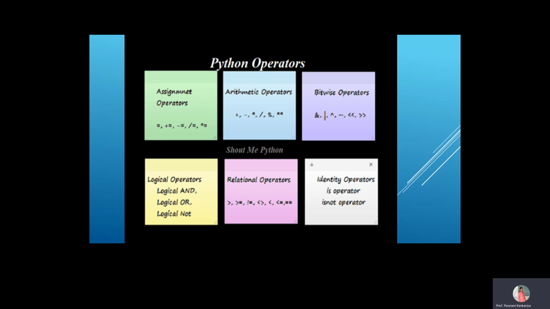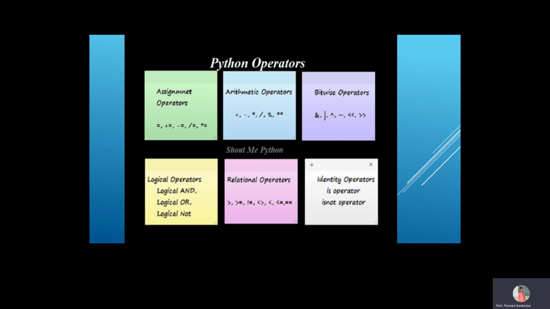Now we see identity operators also used in the Python programming language. Identity operators are used to compare objects, not if they are equal, but if they are actually the same object with the same memory location. There are two identity operators used in Python. First is the is operator and second is the is not operator.